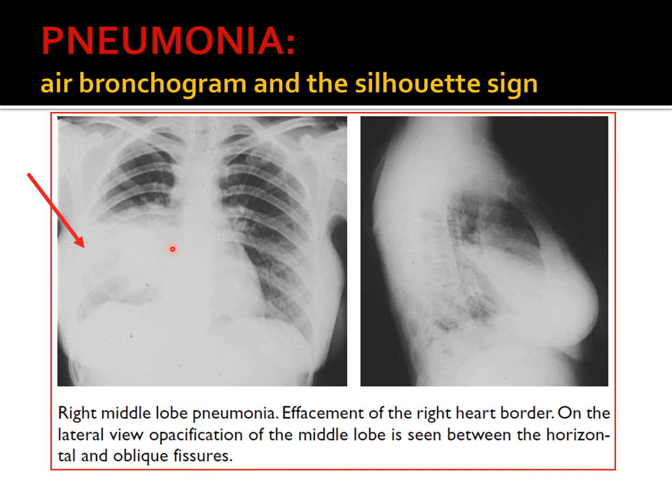Now, the silhouette sign indicates that two structures or two densities are on the same plane because one density obliterates the outline of the other density. That is a positive silhouette sign. So it is only seen if two densities are on the same plane. If this density here shows you the right cardiac border, most probably that density is not in the right middle lobe, because it is the only lobe that is in the same plane as the cardiac shadow. If there is the shadow of the right cardiac border here and you have a density here, most probably the density is in the right lower lobe.